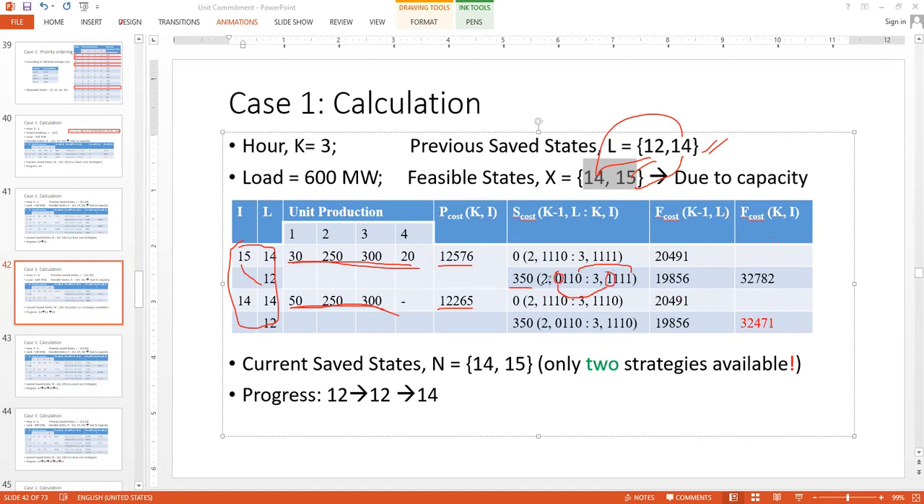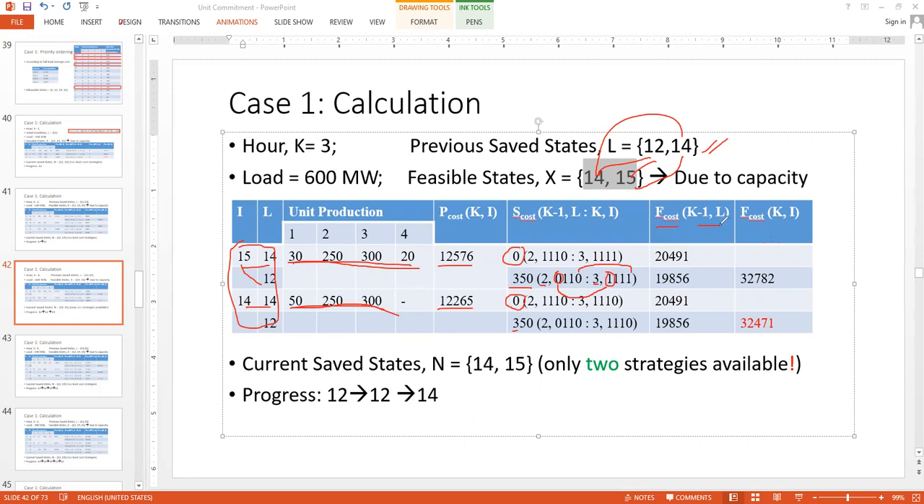And your transition, you are having the transition from hour 2 to hour 3. Okay, so 350 is there. From 14 to 15, you don't have any startup cost, so no transition cost is there. From 12 to 14, again 350. From 14 to 14, of course, there is no transition, you are staying on the same state, so of course no state transition cost would be there.